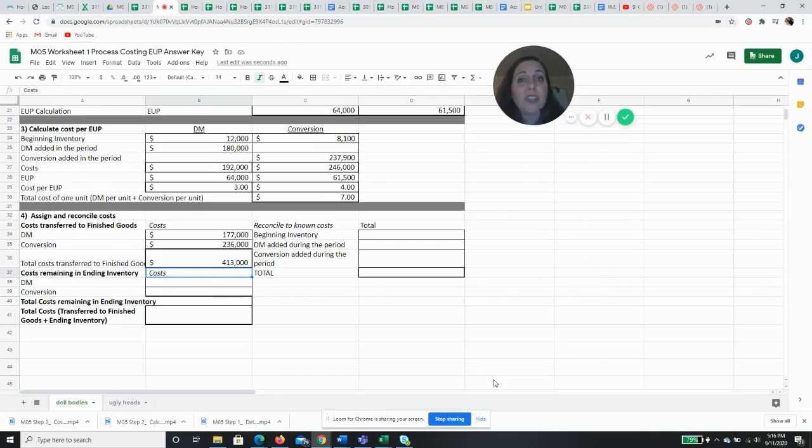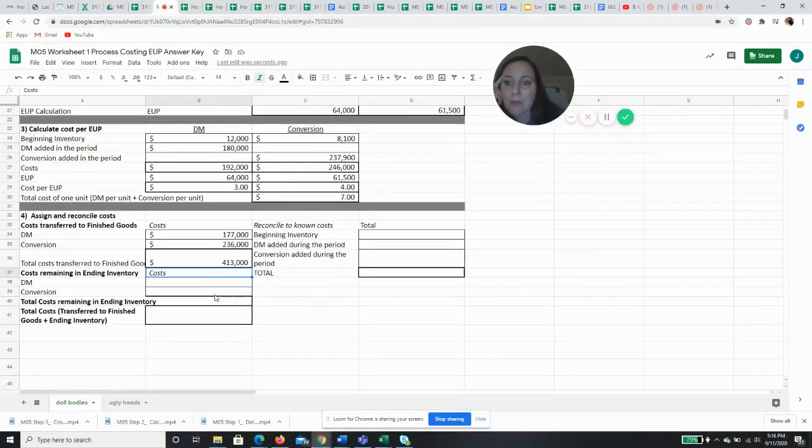The good news is we're not actually doing the journal entries in this module. So this is going to be as far as we take it, but you know that you could do this journal entry if you had to, right? You would debit finished goods, credit WIP for $413,000. All right. What about what's left in ending inventory? This is the number we're going to stick on our balance sheet, right?